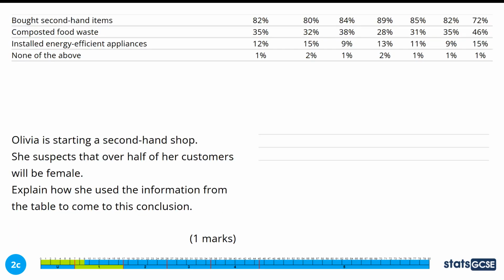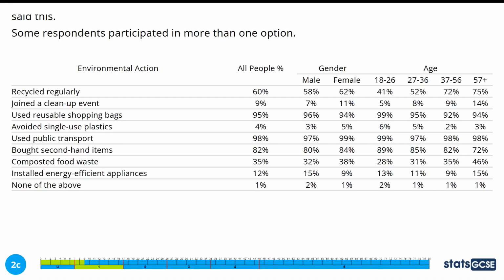Olivia is starting a second-hand shop. She suspects that over half of her customers will be female. Explain how she used the information from the table to come to this conclusion. Olivia is starting a second-hand shop, so the environmental action she's most likely interested in is people who bought second-hand items. Of these people, 84% of them were female and only 80% were male, so over half of them were female.